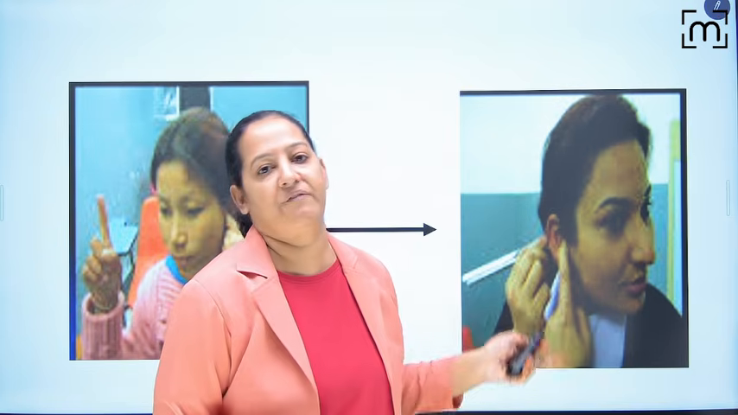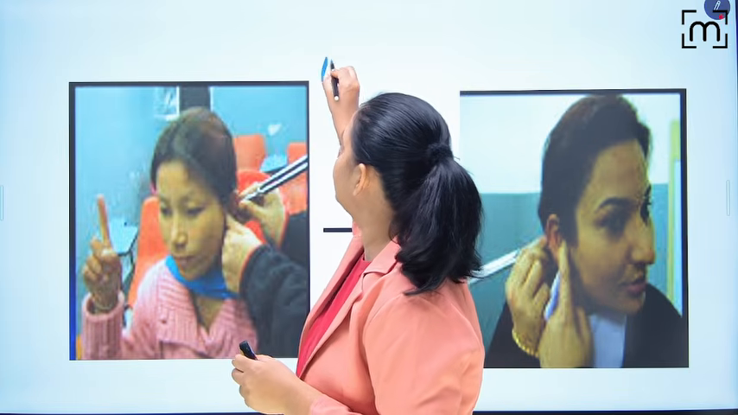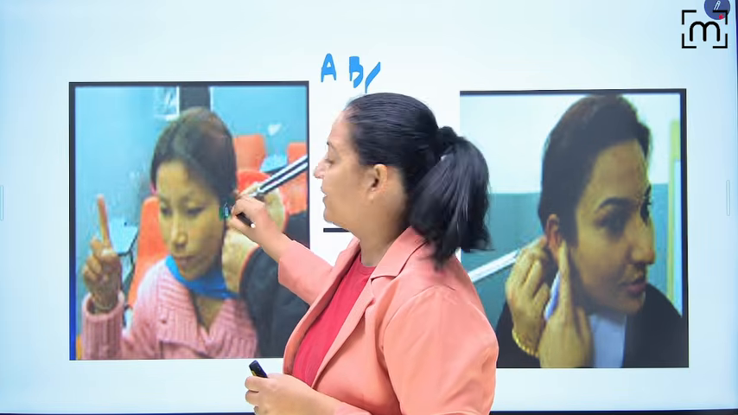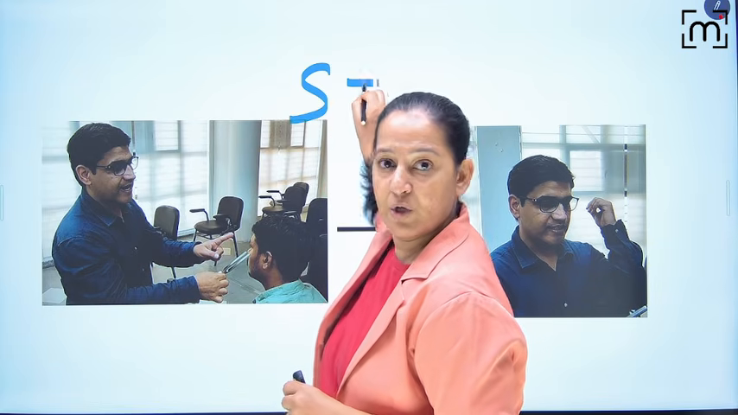In contrast to ABC, where the meatus of the patient as well as the examiner is occluded, here the meatus of neither patient nor examiner is occluded. We are comparing the BC of the patient with the BC of the examiner. If we are comparing the BC of patient and examiner with the meatus occluded, it's ABC. You can see here the meatus is occluded, here also. But if we are comparing the BC of patient with the BC of examiner with the meatus not occluded, this test is known as Schwabach's test.